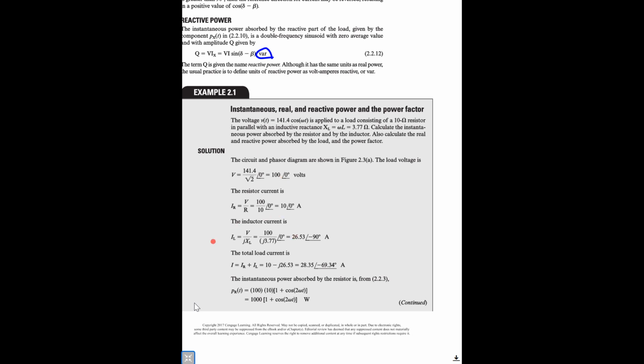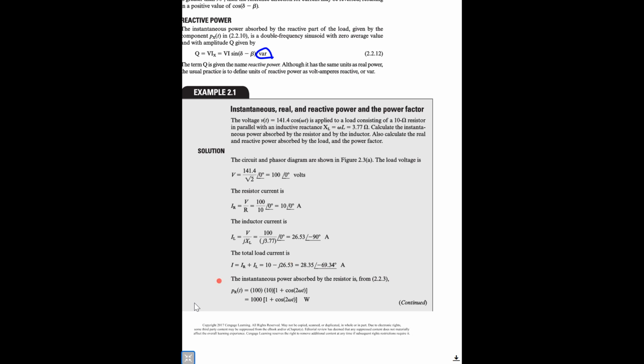Inductive current IL equal V divided by jXL will be 100 divided by j3.77, will be 26.53 with minus 90 ampere. Minus 90 ampere represents the lagging of the current in the inductor in comparison with the voltage.